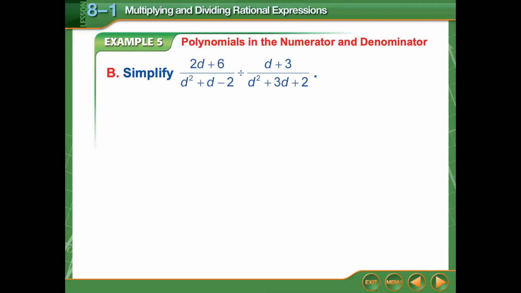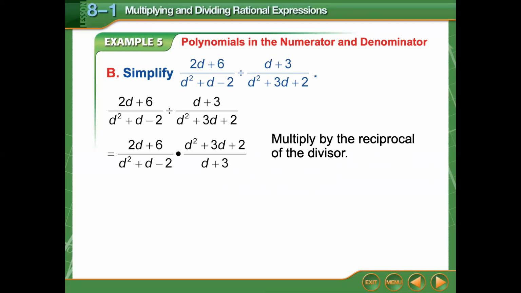Our second example using division is 2d plus 6 over d squared plus d minus 2 divided by d plus 3 over d squared plus 3d plus 2. So again, we're going to follow the same rules for dividing with fractions. We're going to keep the first, flip the second, and multiply. So we're actually going to have 2d plus 6 over d squared plus d minus 2 multiplied by d squared plus 3d plus 2 all over d plus 3.